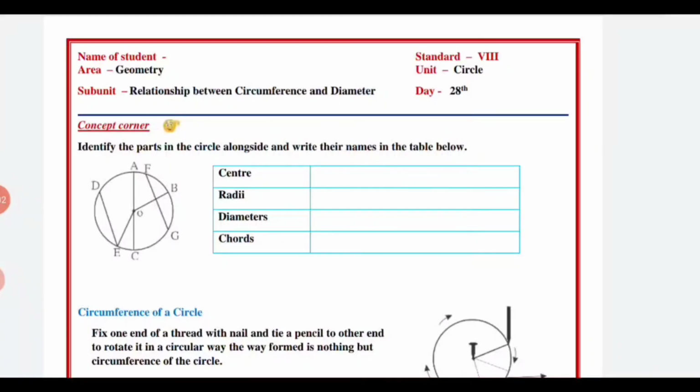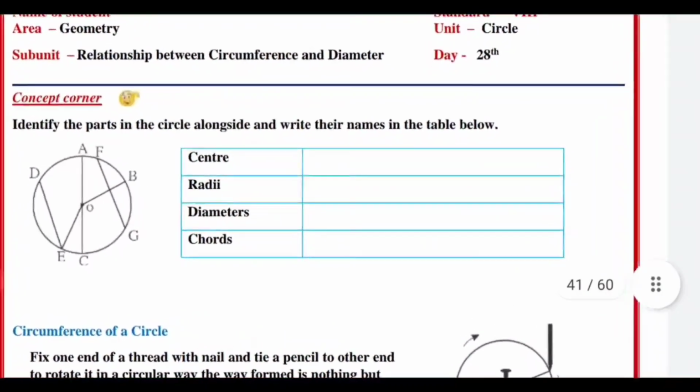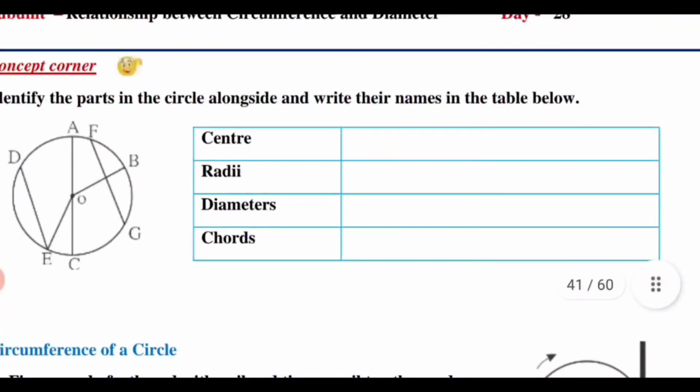Okay children, so now in this video we are going to solve activity sheet number 28-29 from day 20th and 29th. Day 20th is dealing with area geometry, unit is circle, subunit is relationship between circumference and diameter. So in concept corner we have given one diagram and we have to identify the parts in the circle alongside and write their names in the table. So let us observe this diagram and let us write their names.